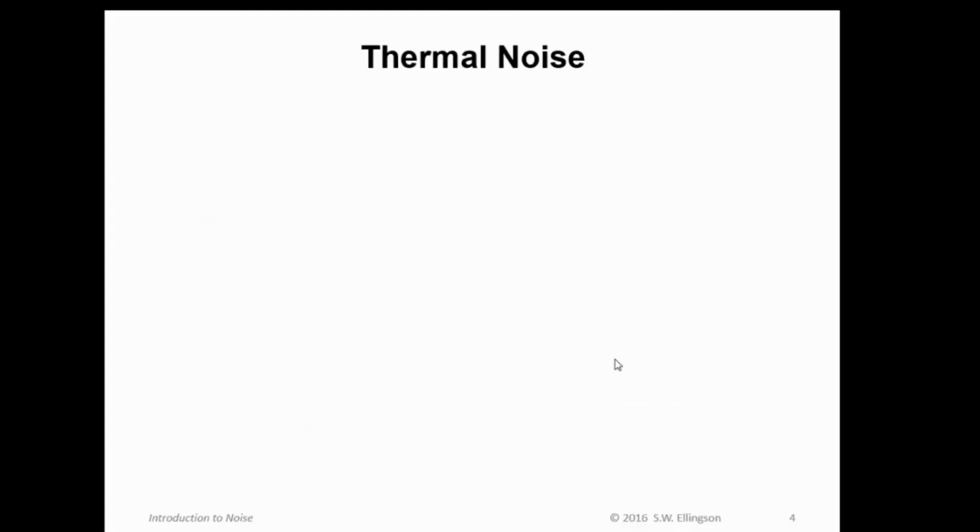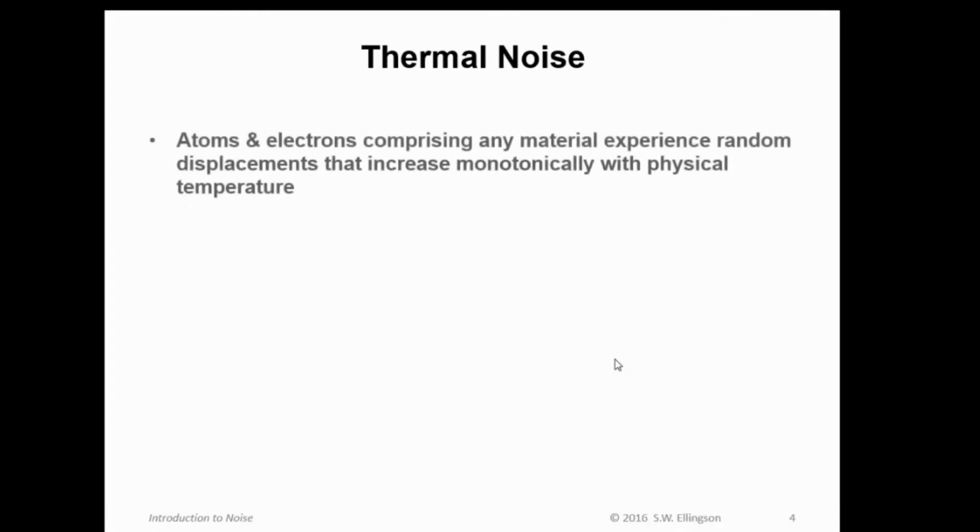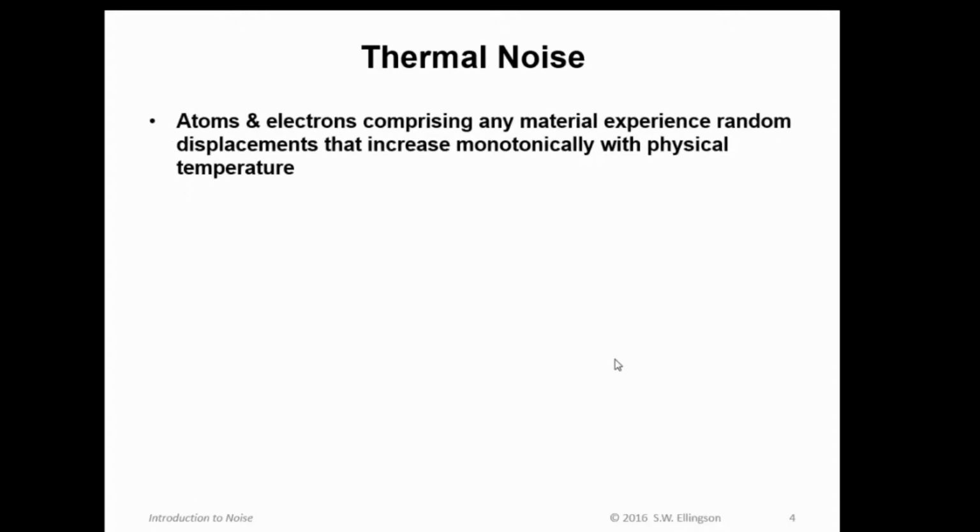So, first, let's talk about thermal noise. Atoms and electrons comprising any material experience random displacements that increase monotonically with physical temperature. As you probably know, at absolute zero, nothing moves. This is almost the definition of absolute zero. However, as the temperature increases from absolute zero, atoms and electrons move. They have heat.